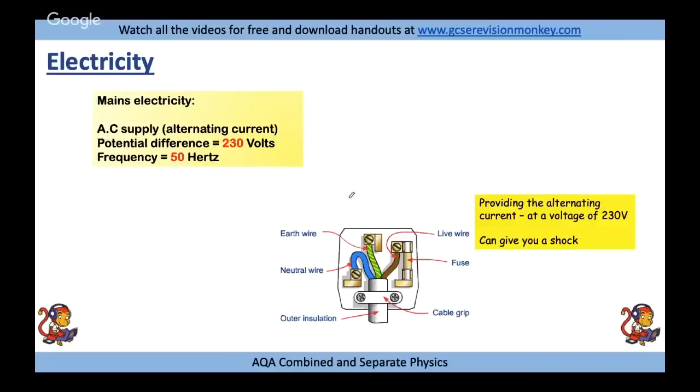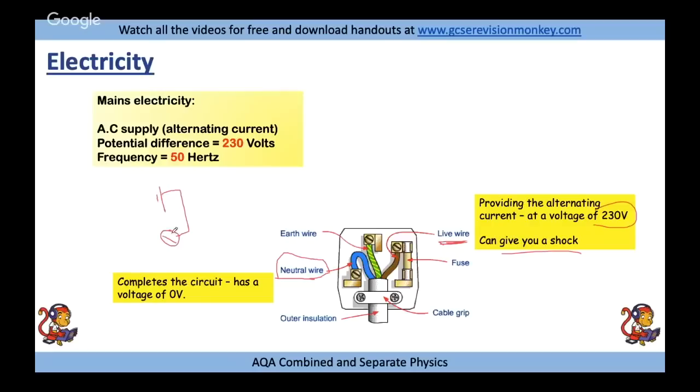Okay, a few bits of safety to do with this then. So the live wire provides the alternating current and it carries a voltage of 230 volts on it. It can give you a shock if you touch it. This neutral wire here, what's its job? Well, it completes the circuit. Just like in a traditional circuit with a bulb, you'd never try and light a bulb up with just the live wire. You would need to also have a wire that returned it back to the cell as well.